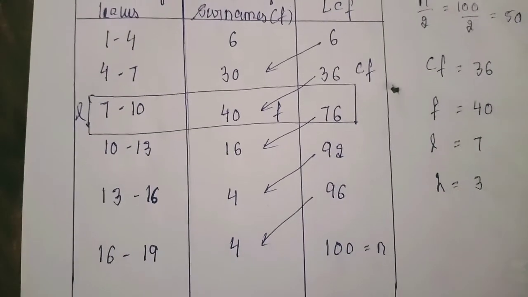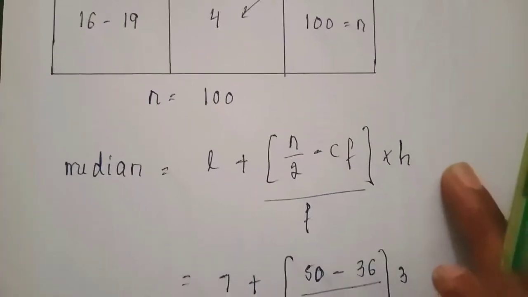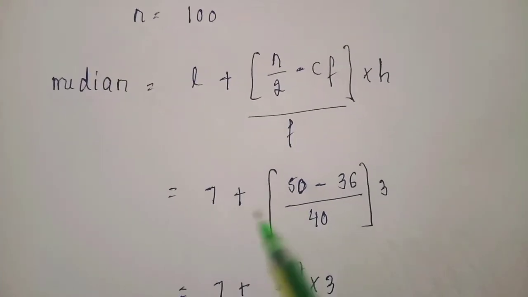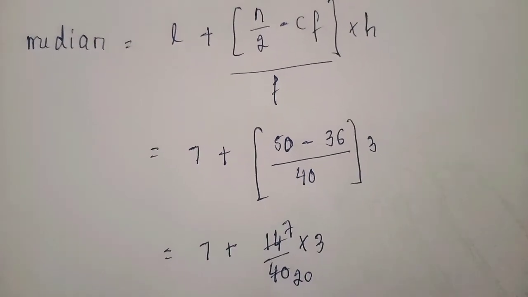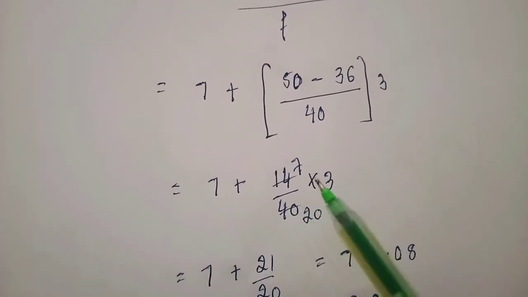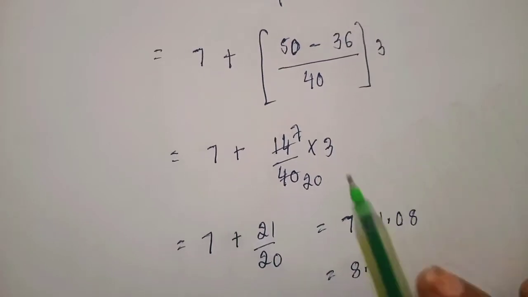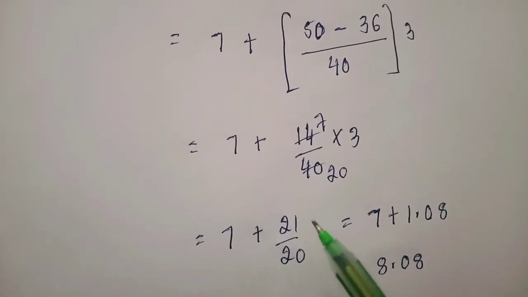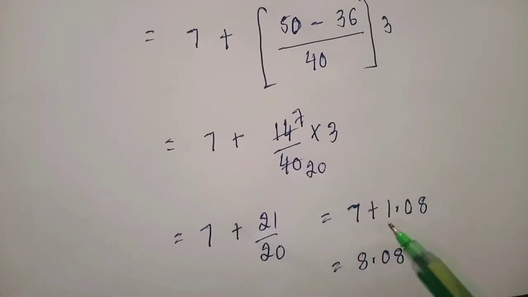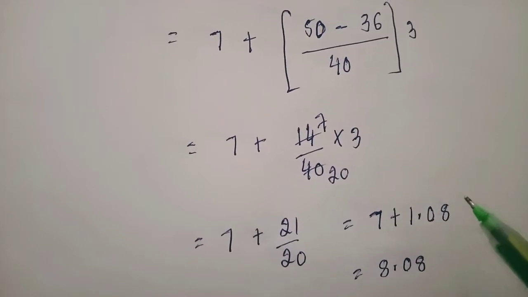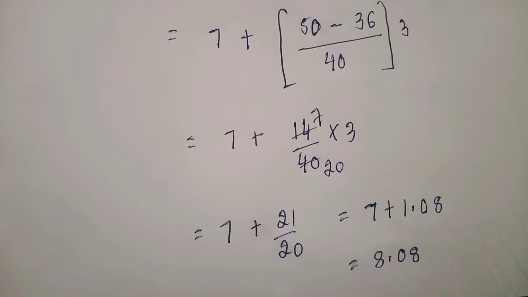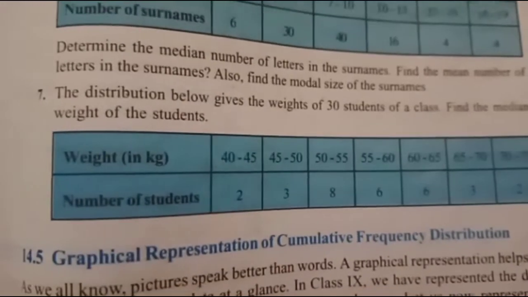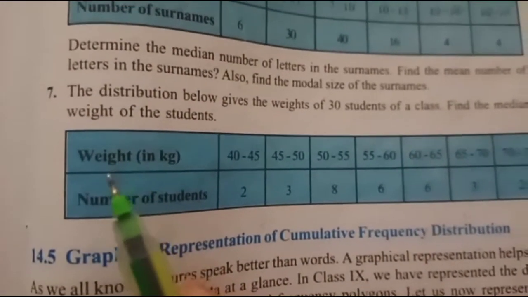Now note down all the values and substitute in the formula. We get 7 plus (50 minus 36) by 40 into 3. So we get 7 plus 14 by 40 into 3. Simplify. 7 plus 21 by 20 equals 7 plus 1.05. After adding, we get 8.05 is the median. Now let us start the last question of this exercise.